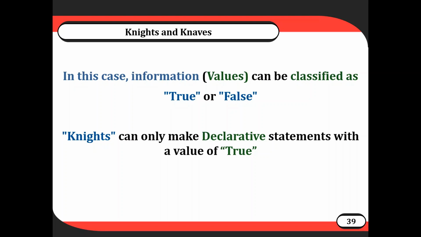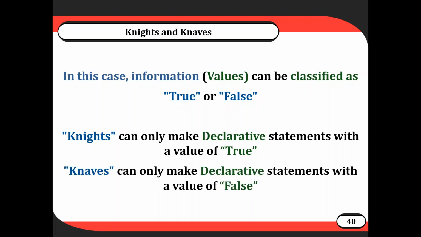So in the context of this mathematical model that we just made, knights can only make declarative statements with a value of true, and knaves can only make declarative statements with a value of false. So this is how we've modeled our problem discretely.